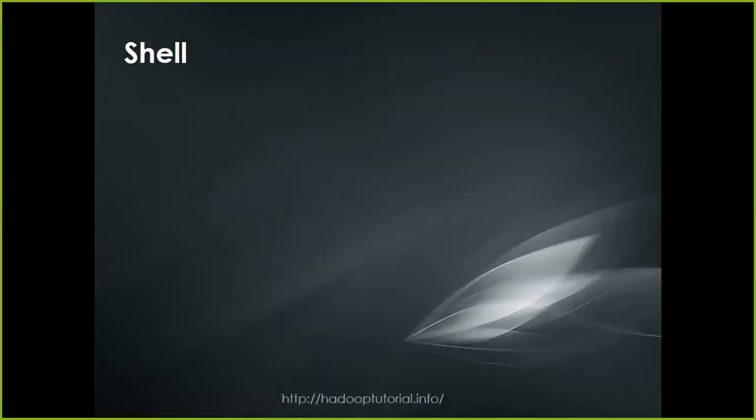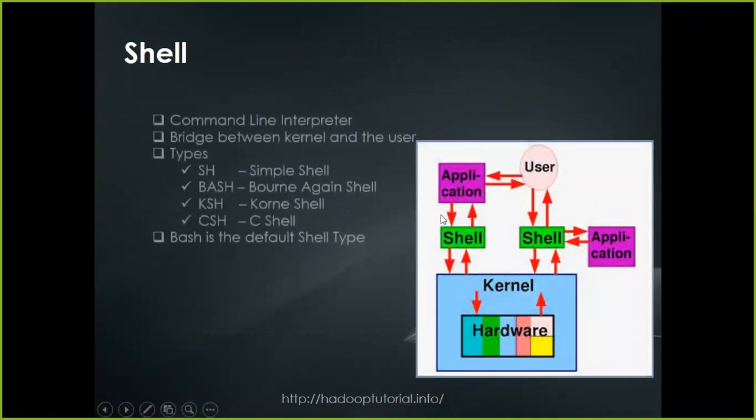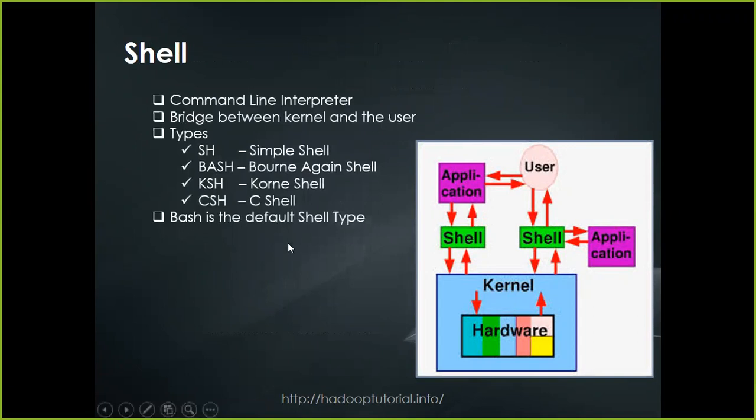Let me explain the importance of the shell. Okay. So here you can very well understand this. So the shell is nothing but a command line interpreter, same as your command prompt on a Windows machine. So it is the bridge between this, and mainly you will find four types of shells available in your Linux operating system: the basic simple shell or bash shell, which is the Bourne Again shell, the K shell or Korn shell, and the C shell. So as a developer, you don't need to worry about the differences between all these things and what is the shell that you will get by default.